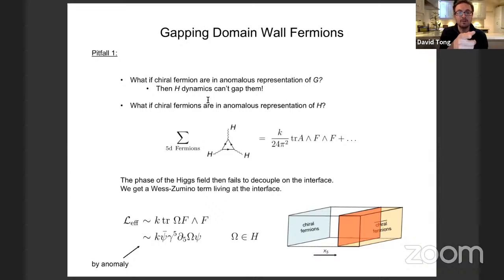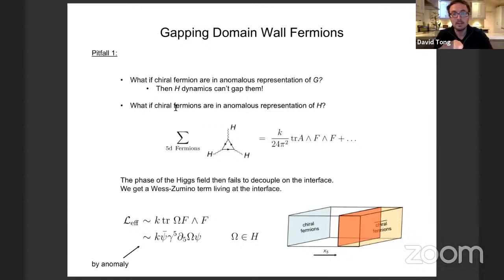What happens if the chiral fermions are in an anomalous representation of G on one edge? Well, then it's very simple. You can't possibly gap them on one edge while preserving G. That's one of the prerequisites. So we'll take them to be in a non-anomalous representation of G. The next question is, what if the chiral fermions are in an anomalous representation of the gauge symmetry H? That's going to be worse because we've got chiral fermions here coupled just to H, but H doesn't know about the ones on the other side because we've Higgsed it. So what happens in that case?